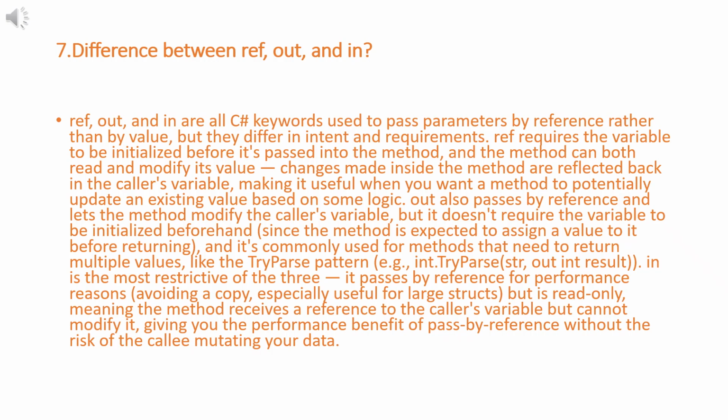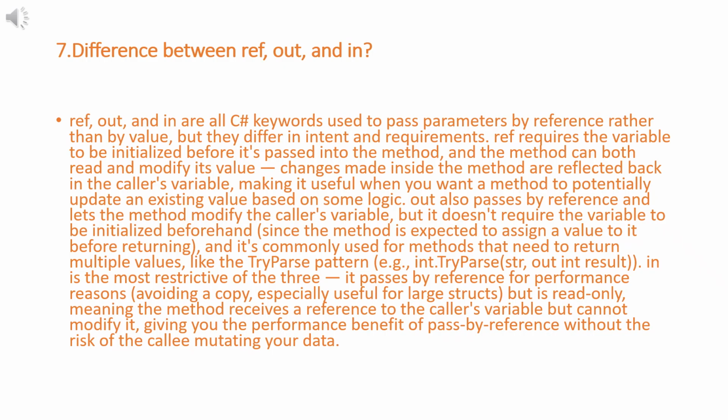Out also passes by reference and lets the method modify the caller's variable, but it doesn't require the variable to be initialized beforehand, since the method is expected to assign a value to it before returning, and it's commonly used for methods that need to return multiple values, like the TryParse pattern, e.g., int.TryParse(str, out int result).